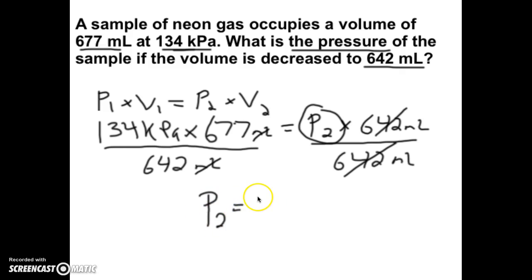And when I do that, I get P2 is equal to 141.3 kilopascals.